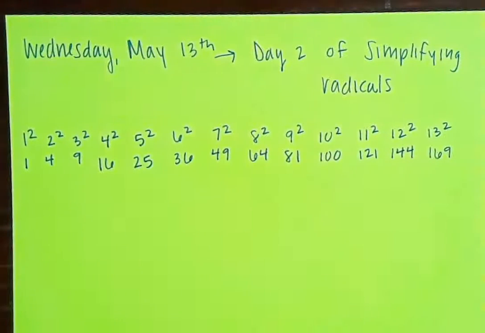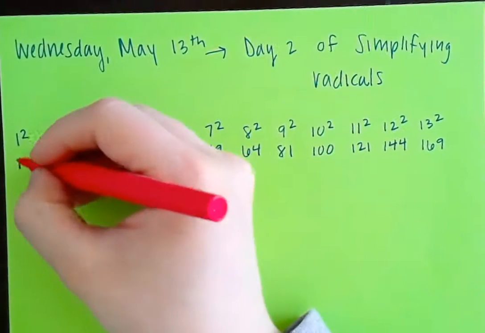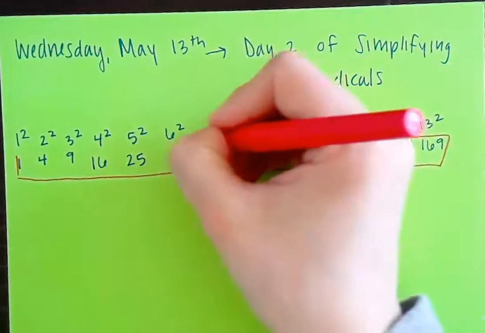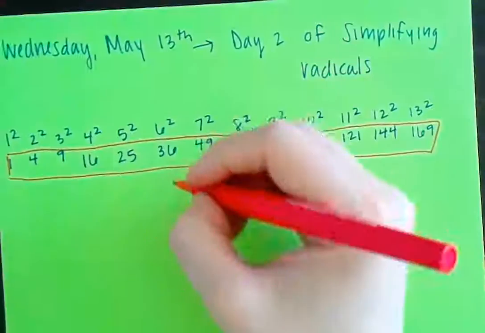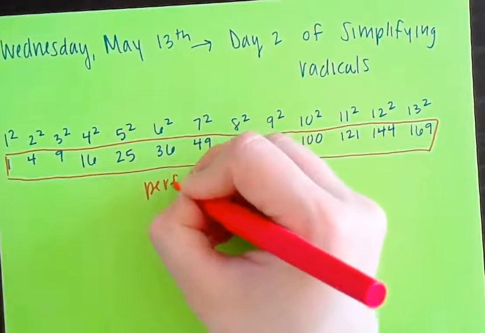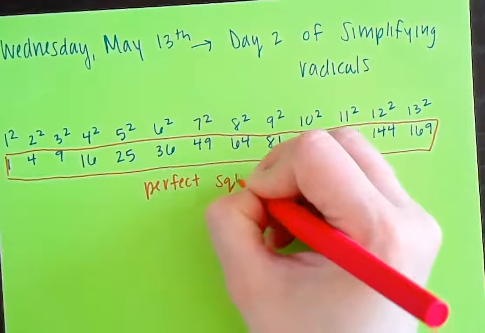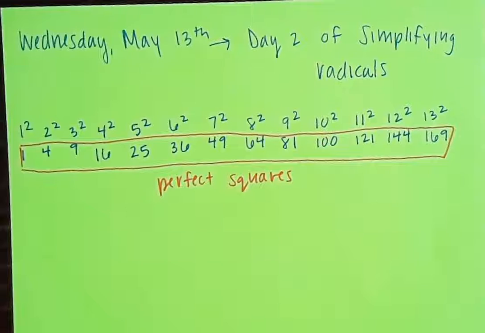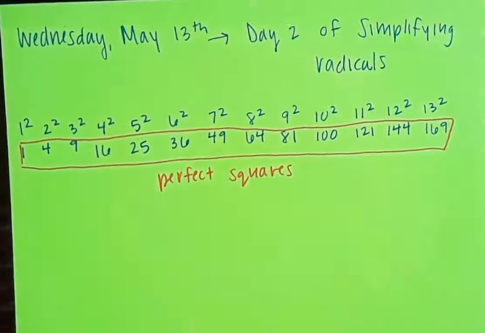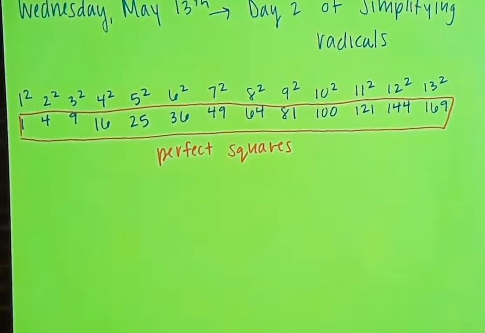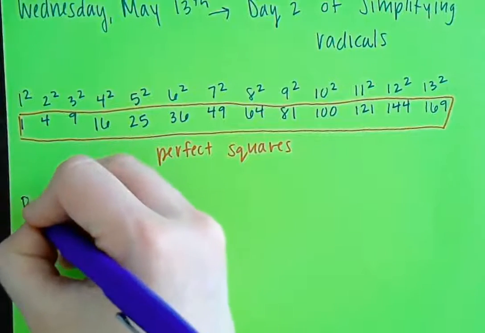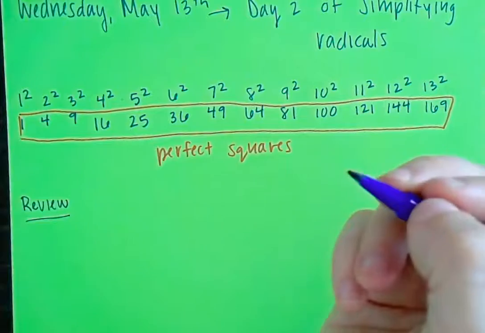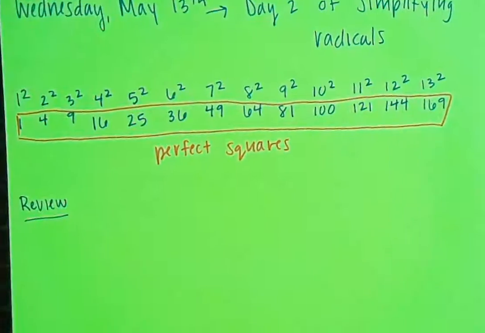Remember, these bottom numbers, our perfect squares, are like our best friends during this whole process. Those are the numbers I use when I try to simplify my problems. Let's review a tish from Monday, because by the looks of our homework, some of us are rocking it and some of us are maybe a little confused, and that's okay. It's new, so we should be confused. You don't just know how to do things.